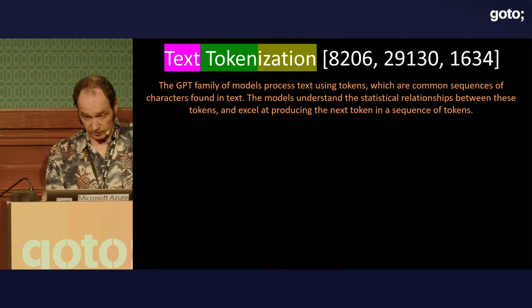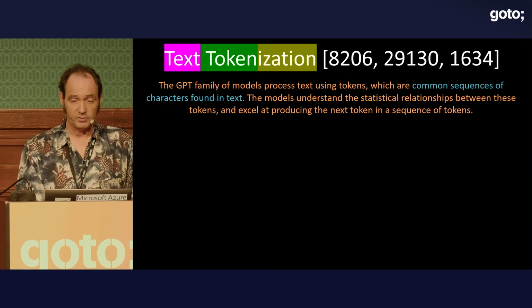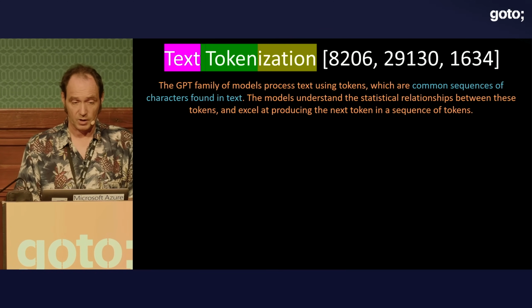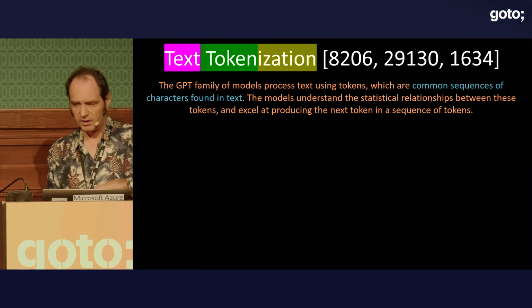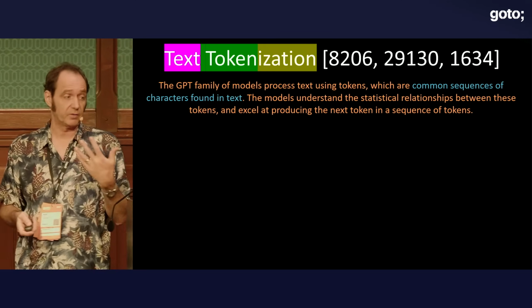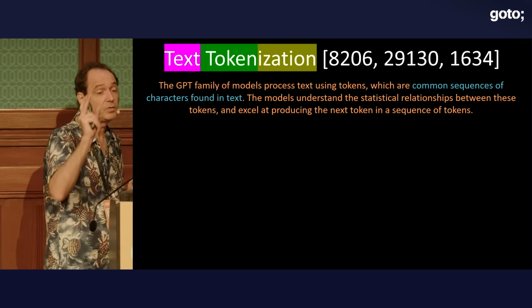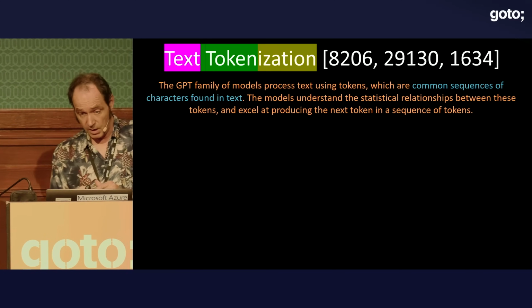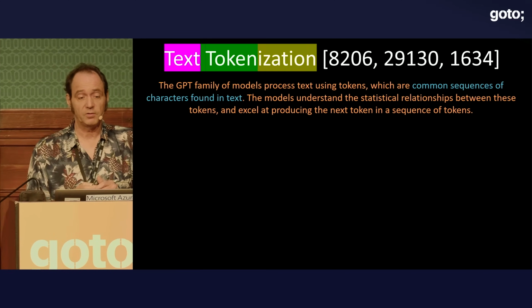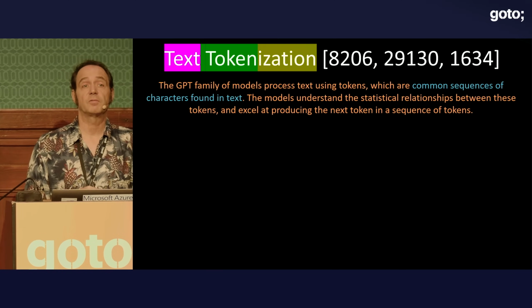This text is coming from the tokenization site that we've got at OpenAI. I really like this bit of text. It's been replaced by another bit of text on the website. But the thing I like about this is the three things here that are really important. Tokens are common sequences of characters found in text.